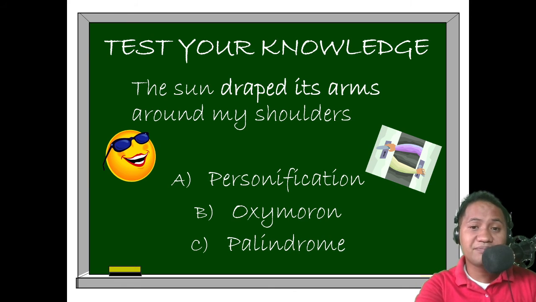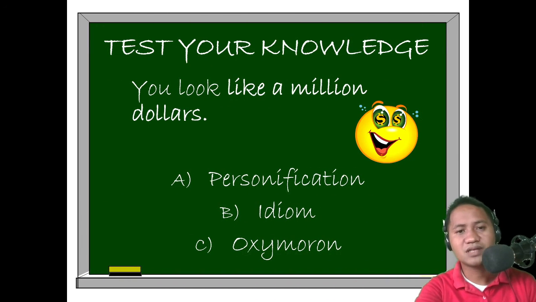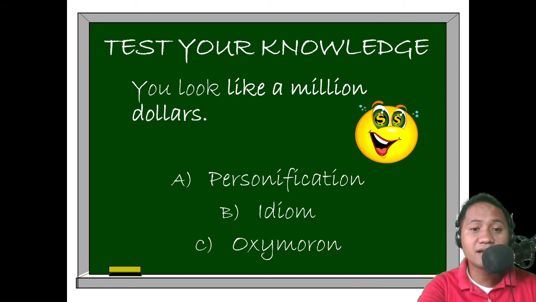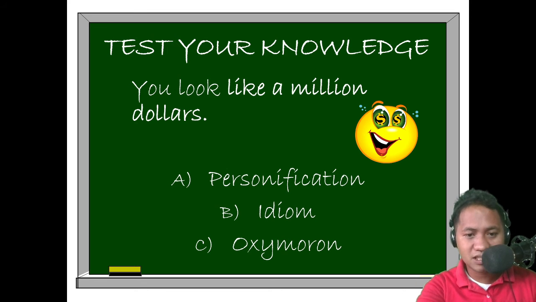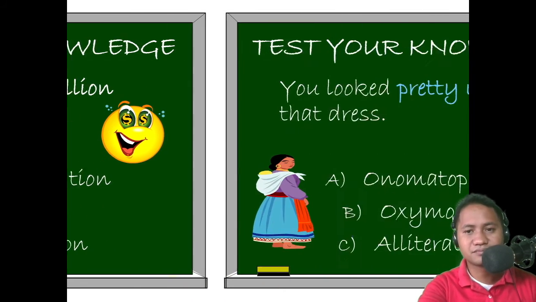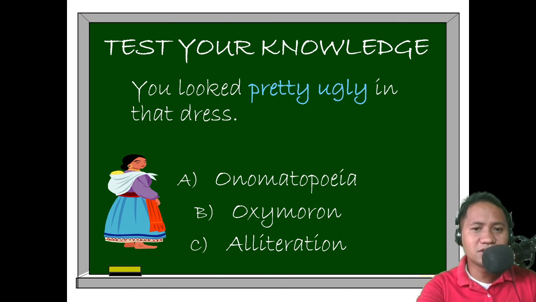Next, the sun dropped its arms around my shoulder. A, personification. B, oxymoron. C, palindrome. You look like $1,000,000. Mura na ka og kwarta. A. Personification. B. Idiom. C. Oxymoron. Next, you look pretty ugly in that dress. Pretty ugly ang atong gikoloran nga word. A. Onomatopoeia. B. Oxymoron. C. Alliteration.